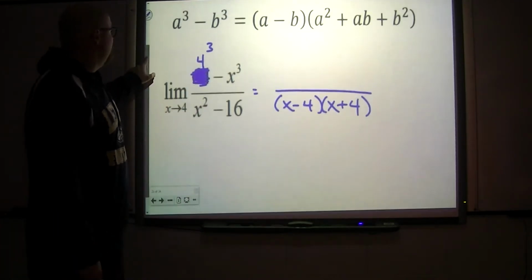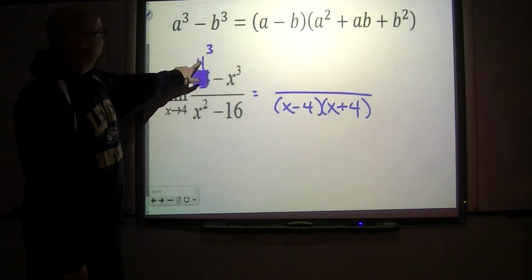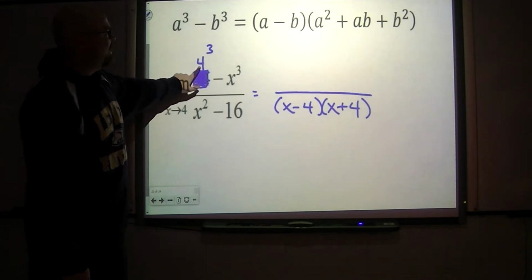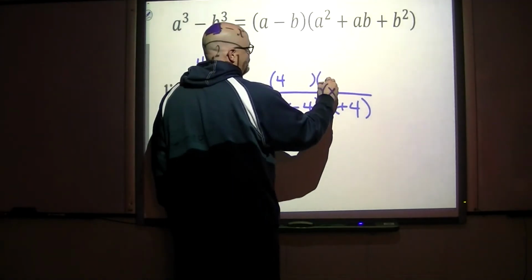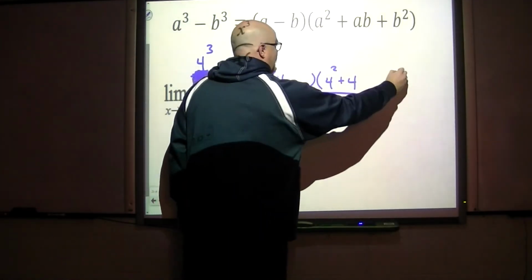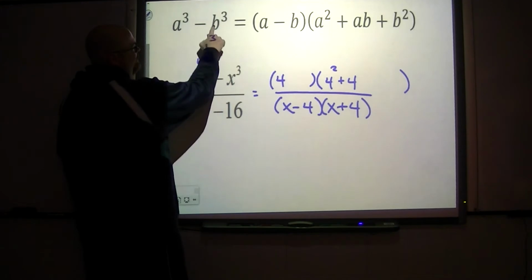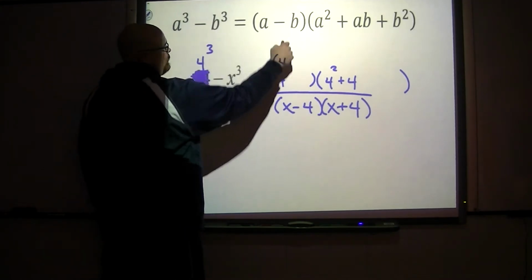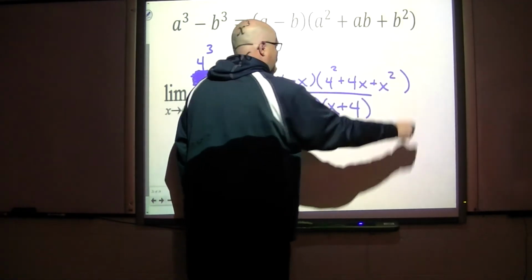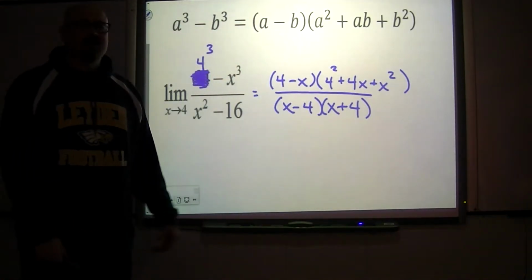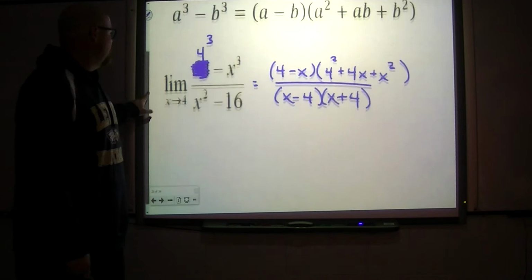For the difference of cubes, I've got that written right here. So the 4 is taking the place of a right now, so I'm going to put a 4 everywhere I see an a in this model. And the x is taking the place of the b, so I'm going to put an x everywhere I see a b in this model. So we get that. And when you look at that, I think that was pretty straightforward on how that gets factored.